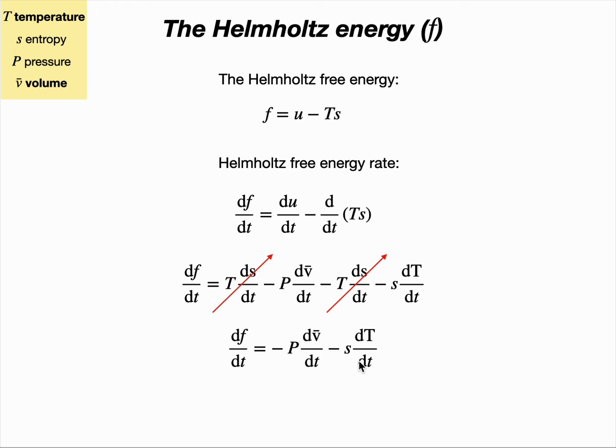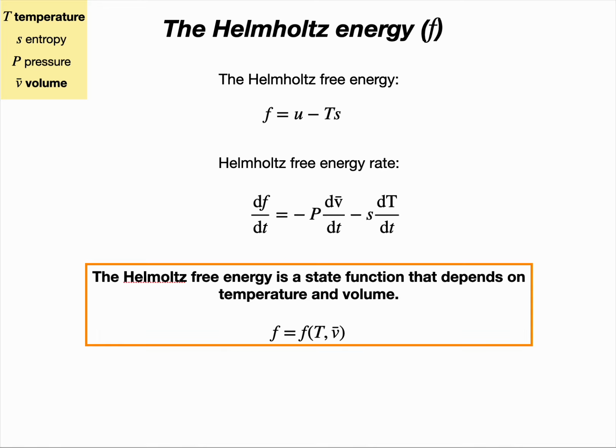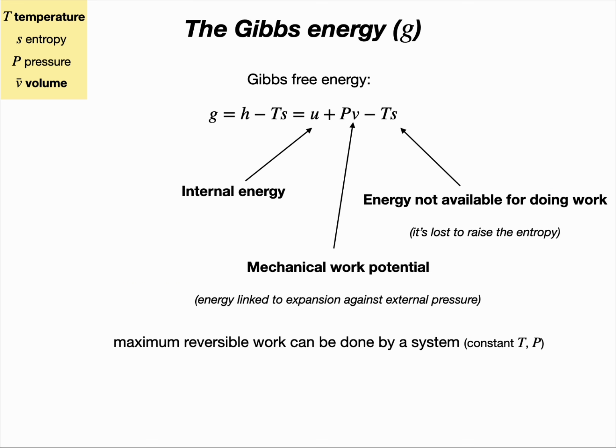So what does this tell us now? It tells us that F is a function whose variables are V and T. So the Helmholtz free energy is a state function that depends on temperature and volume. So that's a new form of energy.